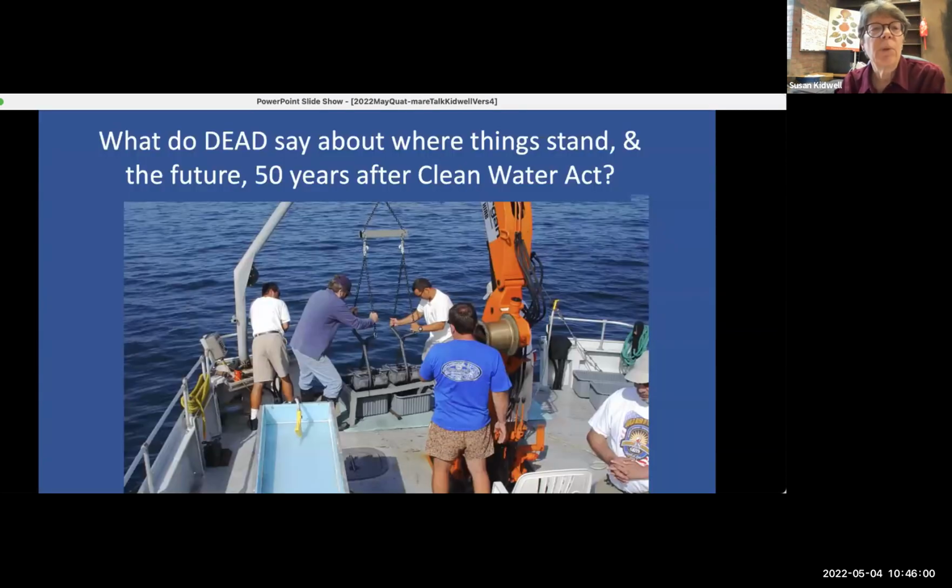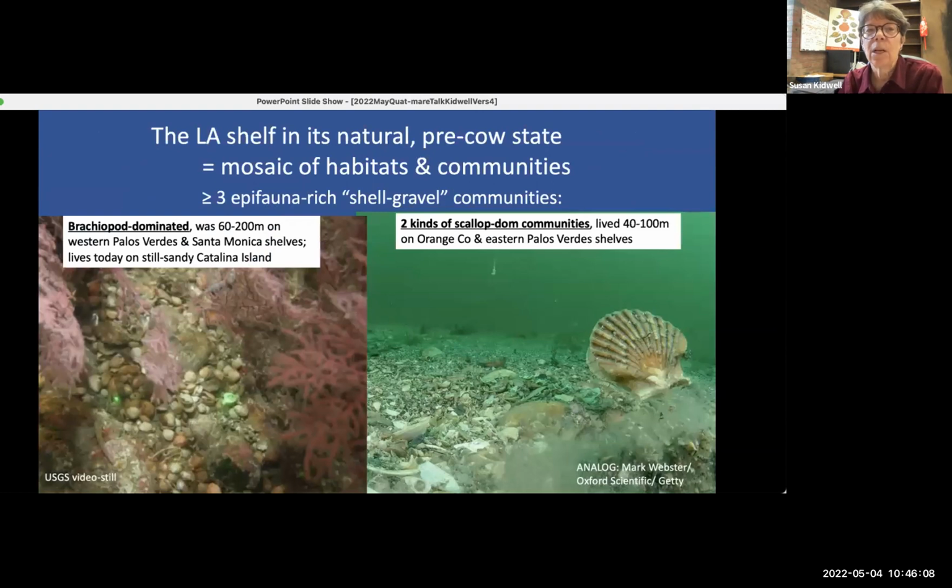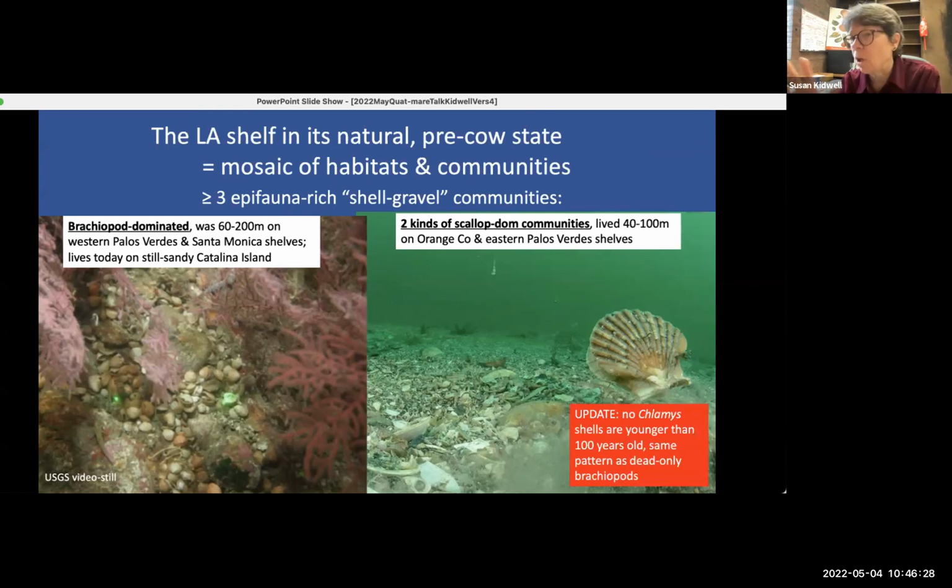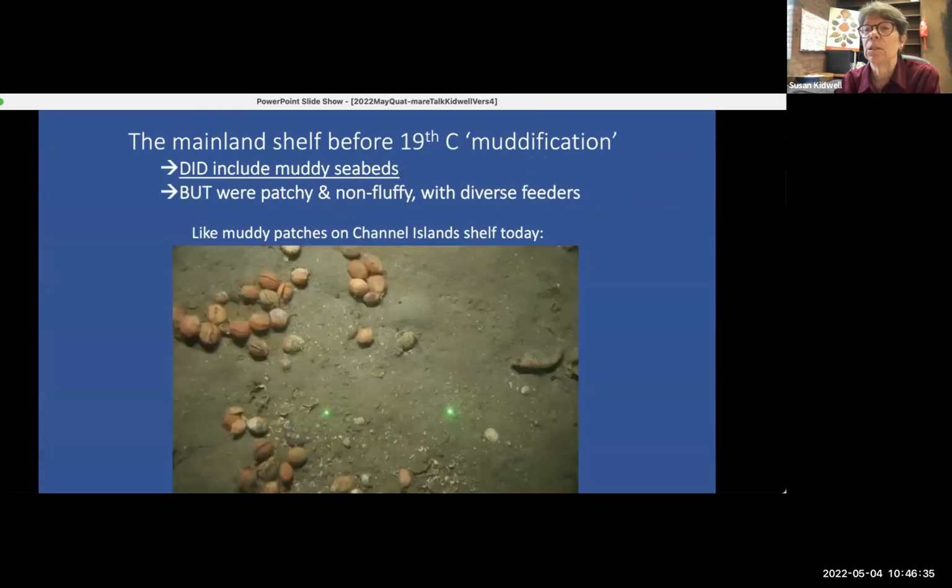Okay, so now some biotaxomes. What do we know? What does this tell us? Biological, for working with our agencies. First, we can tell them that the Los Angeles shelf was a mosaic of habitats, including at least 3 different kinds of shell gravel communities. And Adam has gone in and dated the first 100 shells of these dead-only clams and scallops. And again, none of them are younger than 100 years. So we think virtually all of those filter feeders went out at the same time as the brachiopods. It was a complete demolition.